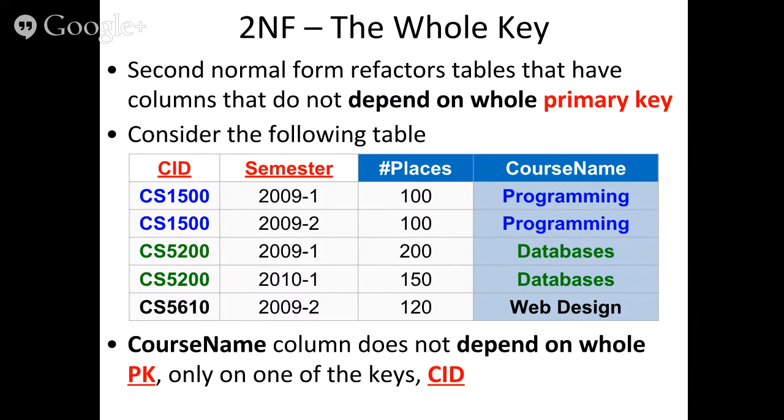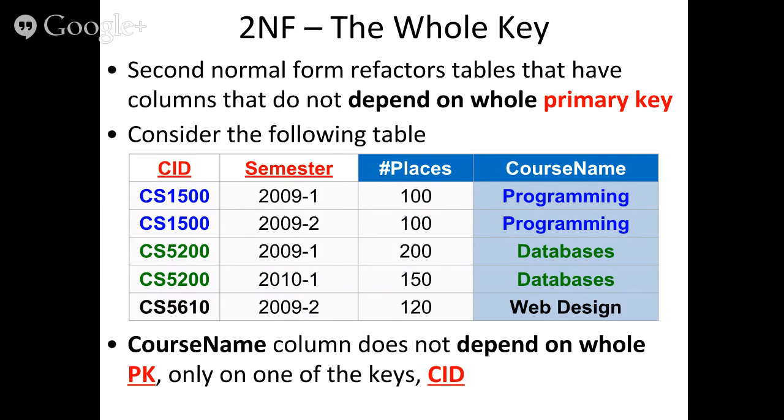Then notice course CS5200 taught in 2009, 2010, right? That's okay, the combination of those two is unique. That's fine. But then we have the other two. We have places, meaning how many students are allowed, perhaps, and then the course name. The course name is programming, databases, web design.